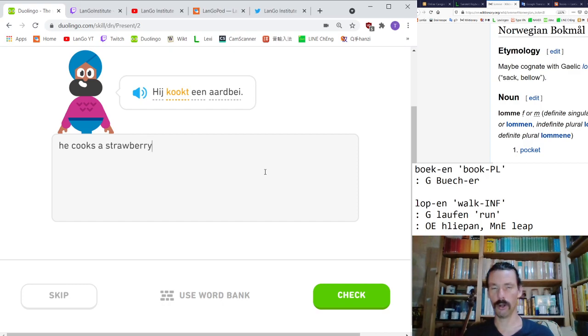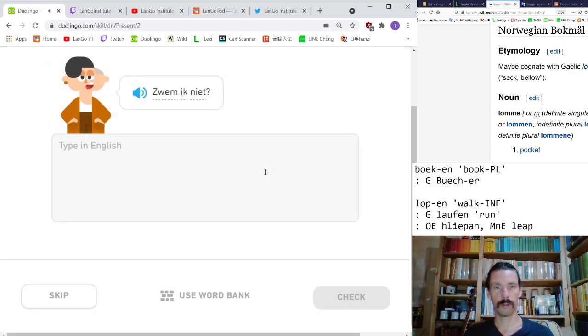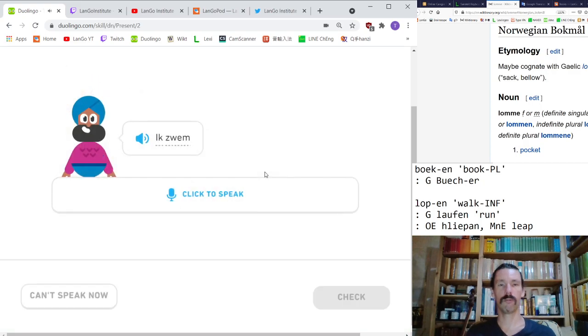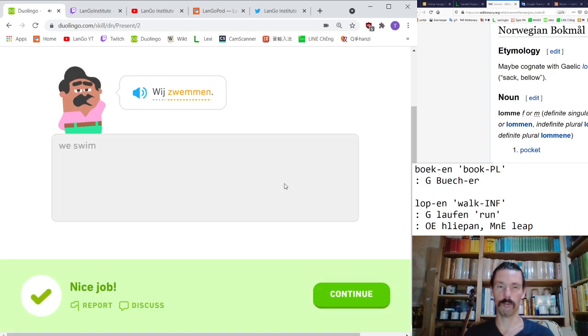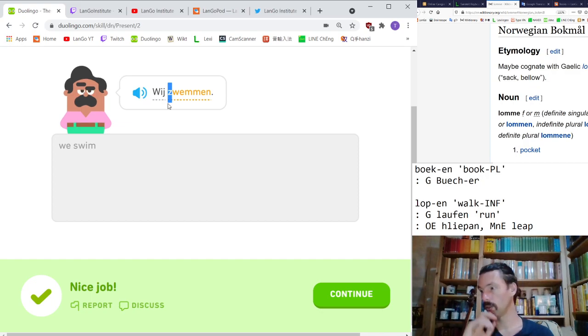With loss of the R, unless it's a different root. Aard is the earth. Zwem ik niet. Swim I not. Do I not swim? Are we not men? Ik zwem. Swimming? Ik zwem. Wij zwemmen. We swim. So voiced initial. True of German too. Well, not in this word.